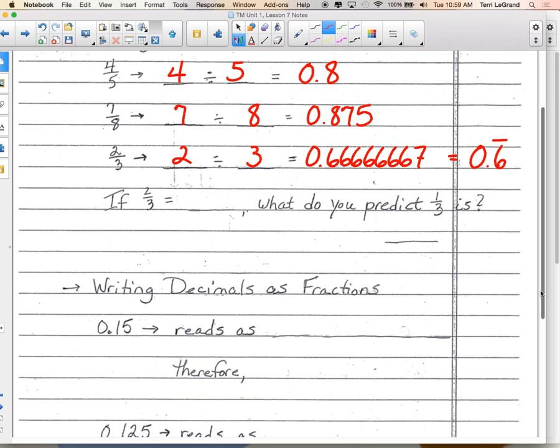Okay, now I want you to do some critical thinking. No calculators on this one. If 2/3 equals what we just got, fill in the blank. If 2/3 equals that 0.6 repeating, with the bar over the 6, 6 is repeating forever, what do you predict 1/3 is? Put something on your paper. You're going to erase it after we talk about it. Predict. What do you think 1/3 is then as a decimal? No calculators allowed right now. If 2/3 is 0.6 repeating, what do you predict 1/3 would be?